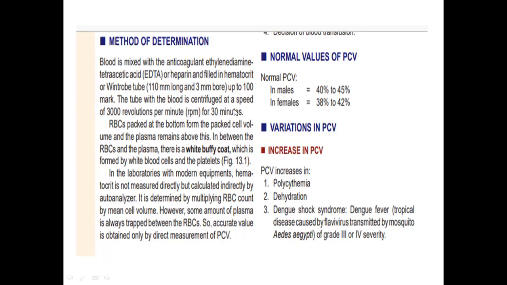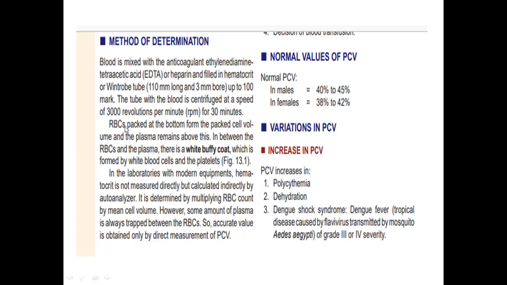So you are not going to do this as a medical doctor. Only those in the lab, working in the laboratory will do this. But just know that you use an anticoagulant called EDTA or heparin, mix it with blood in a centrifuge tube, and then spin it around for 30 minutes at a speed of 3,000 revolutions per minute.